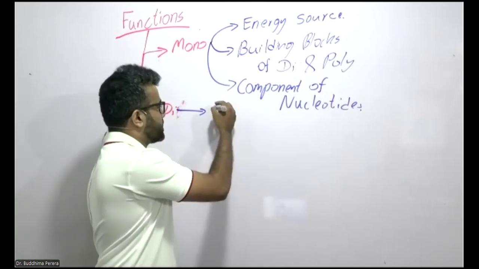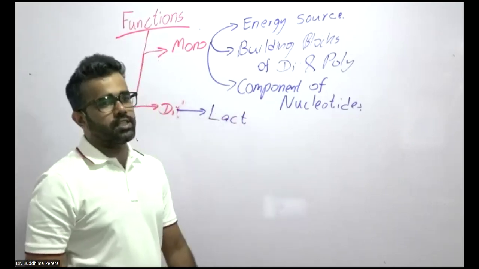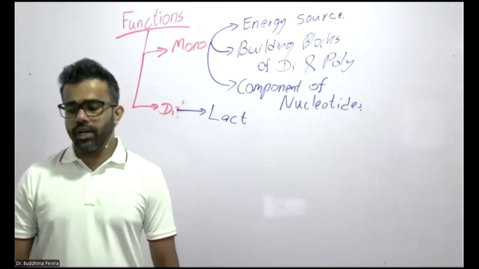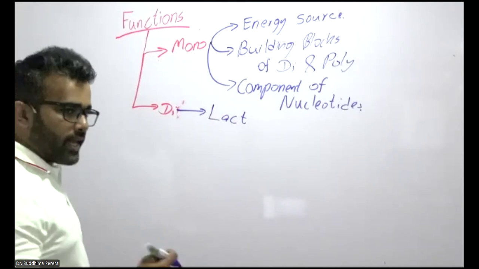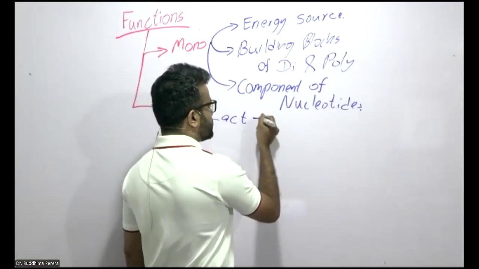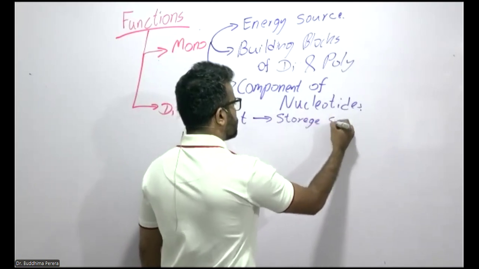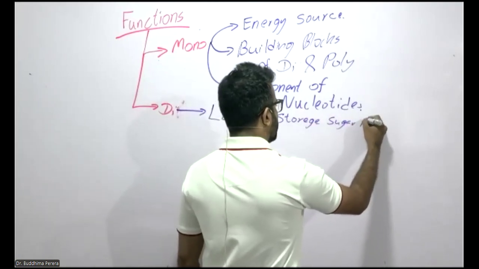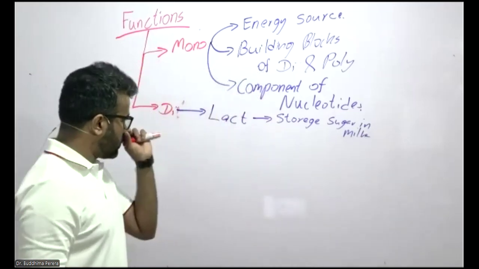Lactose. It's a disaccharide. Lactose is the storage sugar in milk. Milk stores sugar as lactose. So lactose is the storage sugar in milk, right?